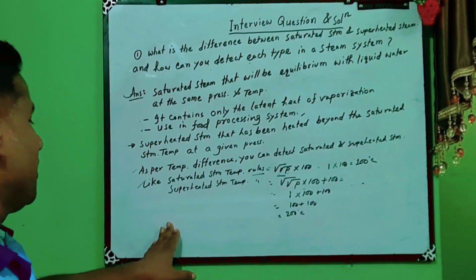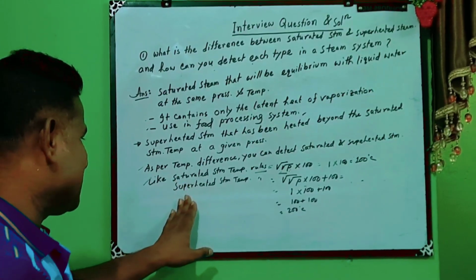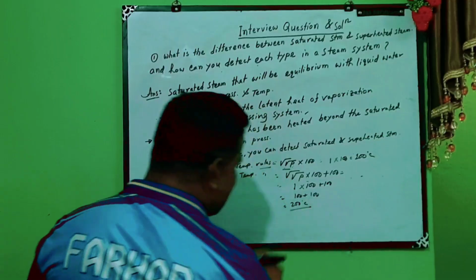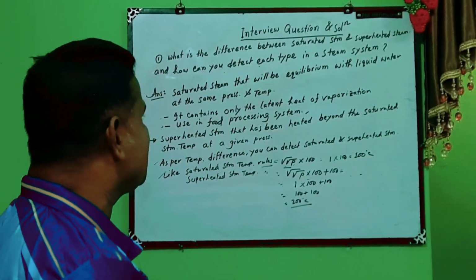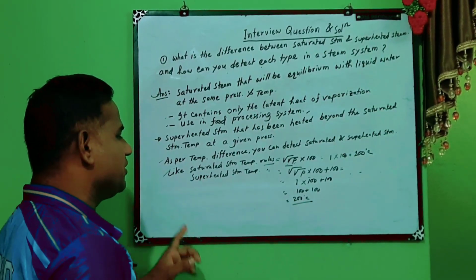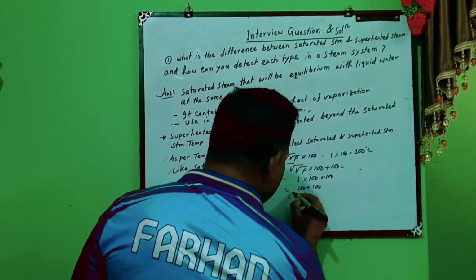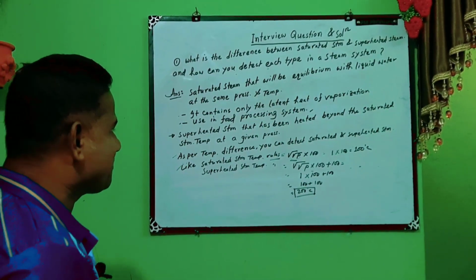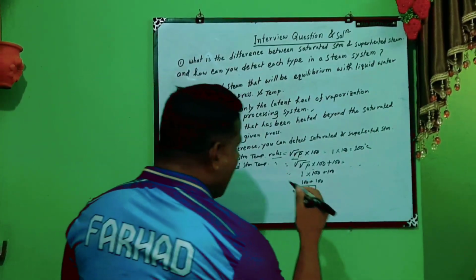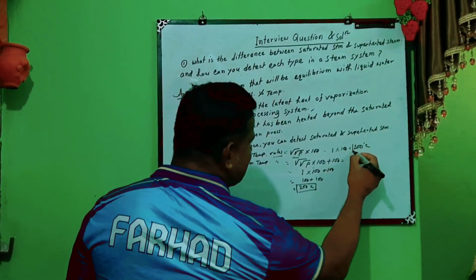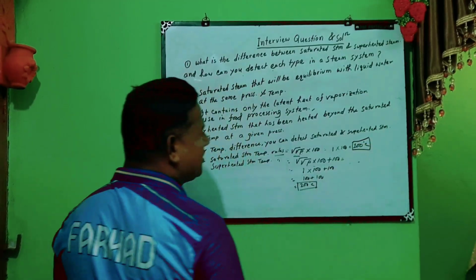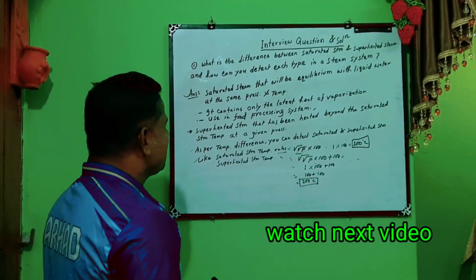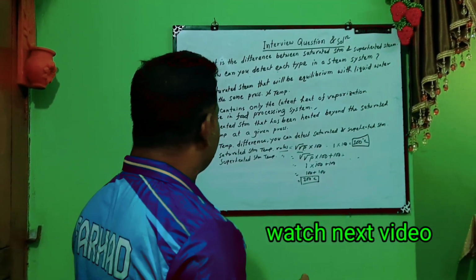So if the pressure is 1 kg and the water temperature is 200 degrees centigrade, then you can identify and detect that this is superheated steam. And if the pressure is 1 kg and the water temperature is 100 degrees centigrade, then you can identify that this is the saturated steam temperature. I hope it is clear.